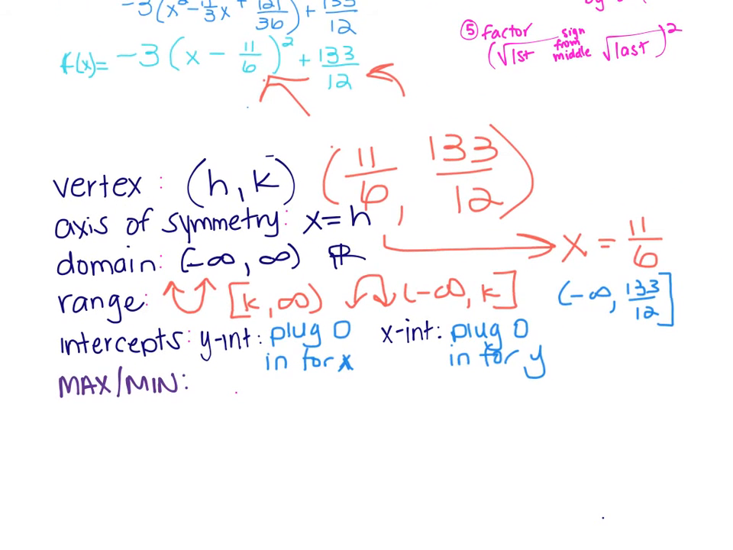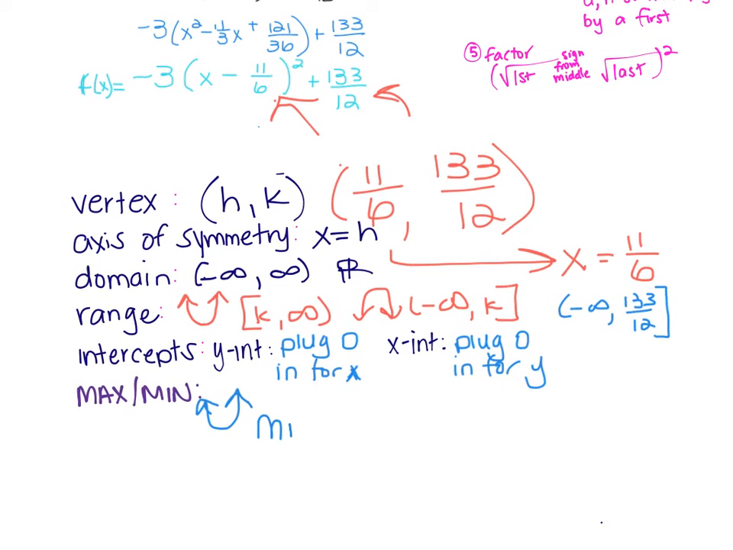And then max and min. If my parabola opens up, there is a minimum, and it is the k value. If it opens down, there's a maximum, and it is the k value, or the y coordinate of your vertex. In this case, we said our parabola was going to open down because it's a negative 3, so there would be a max, and the max would be 133 over 12.